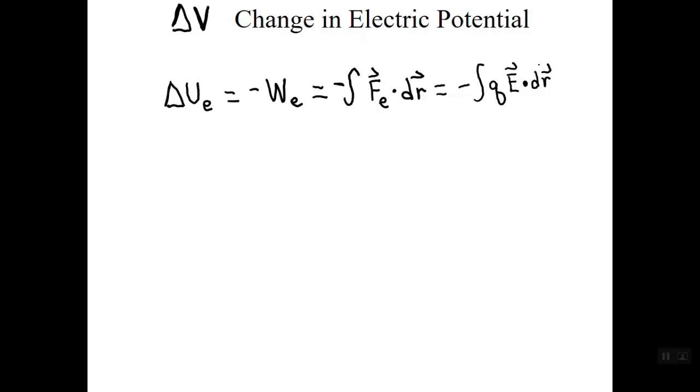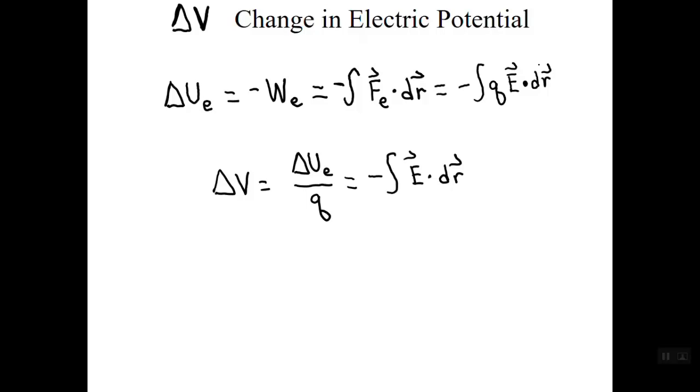Remember that this E field is not due to small q, but rather to some other charges, the source charges of the field. Now the change in electric potential, delta V, is obtained by dividing out the charge Q. In other words, the change in electric potential depends only on the source charges as described by the E field, as the E field acts at small displacements vector dr along some path in space.